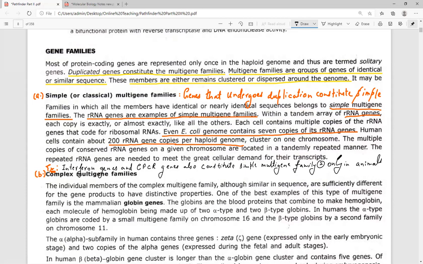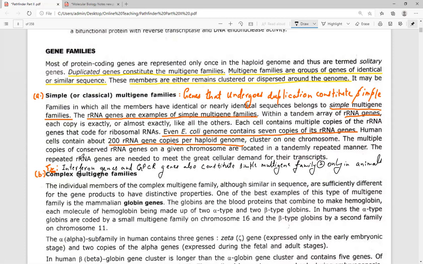Because interferon genes are absent, plants do not have any type of immune system present within themselves. Then there are the GPCR genes. GPCRs are a type of receptors that are essentially required for the transmission of signals from one cell to the other. So transmission of signal takes place through GPCR molecules only. Those GPCRs, as well as interferons, are absent in the case of plants. They are extensively present in the case of animals.